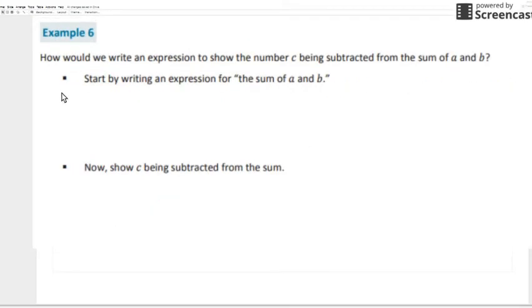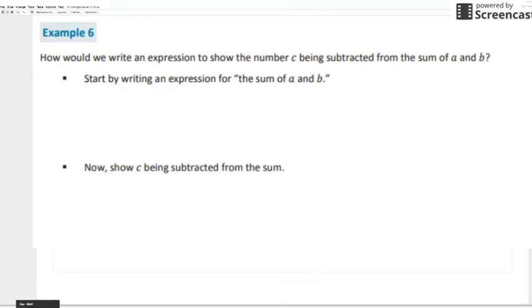All right, hello students. Now we're going to move on to where we have multiple situations and groupings coming on. So let's go ahead and look at example number 6. It says, how would you write the expression to show the number c, so once again here we're just using variables, being subtracted from the sum of a and b. We'll first start by writing the expression of the sum of a and b.